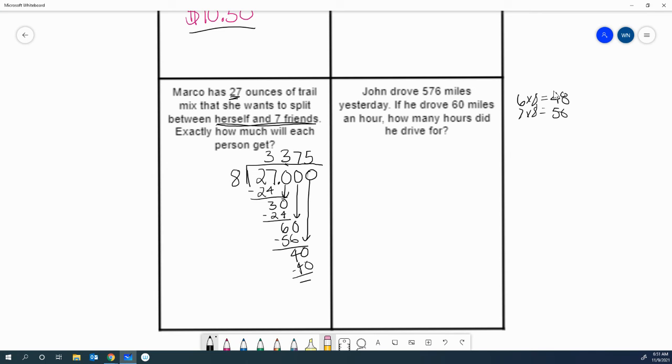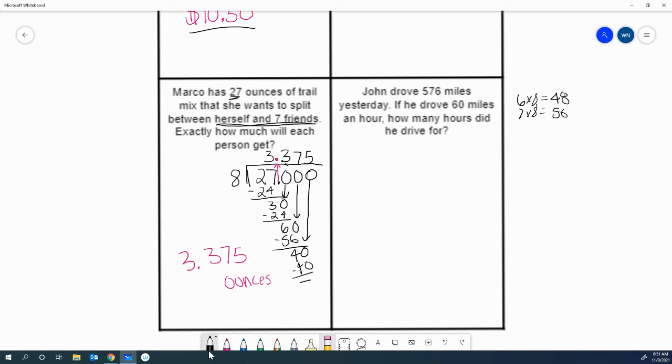Let's subtract. So let's take a look at that decimal point. Oh, let's get the pink. Bring it straight up. My answer is 3.375 ounces of trail mix. It's a lot to divide it into, but that is the answer we got with no remainders. Let's go ahead and jump into this last problem.